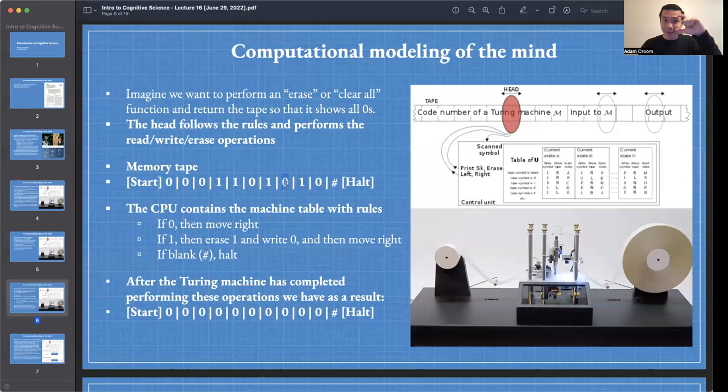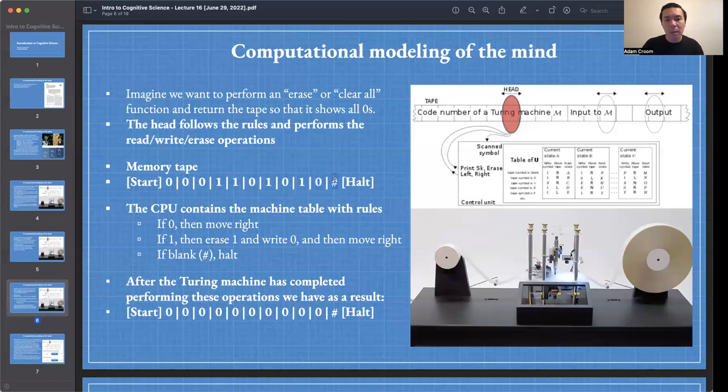Okay, now we're on this cell. It's a 0. Our rule is if 0, then move over to the right. We're on this cell now. The head is over this cell. We see that it's a 1. The rule is if 1, erase it, write a 0, move over to the right. We're on this cell now. The head is over this cell. We see that it's a 0. Our rule is if 0, leave it, move to the right.